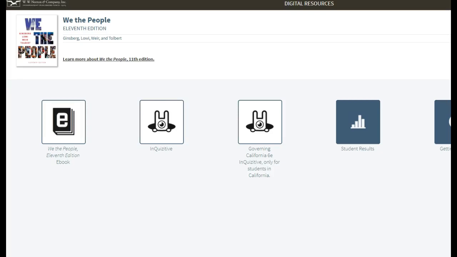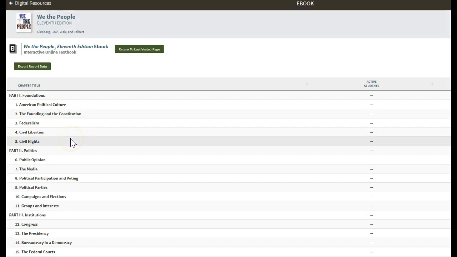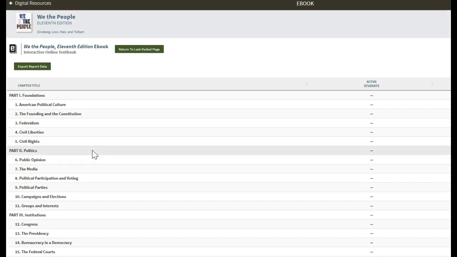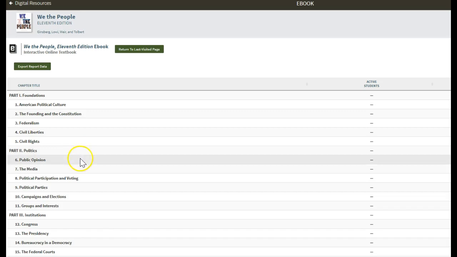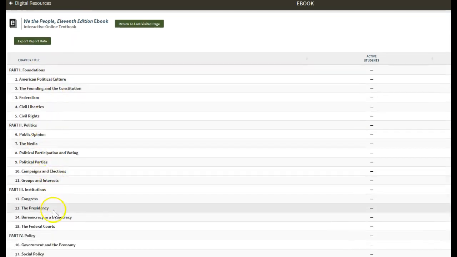These are the digital resources for Norton. Right now, I'm looking at the We the People textbook. This is for American government, and it's offered for at least high school, perhaps college as well. So I wanted to talk about this book, and particularly the left-leaning tendencies of this book. So if you look into foundations, you can look at politics here, institutions, and policy.